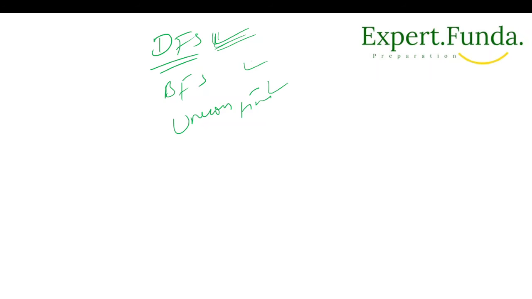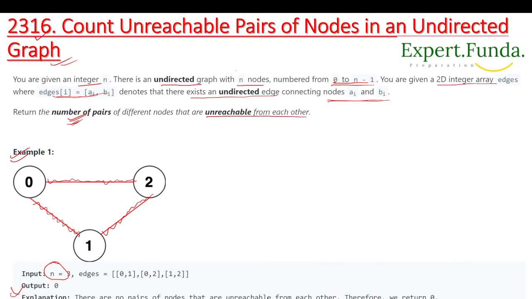So let's continue. First of all, what we are given here is an undirected graph with n number of nodes, labeled from 0 to n minus 1. And our task is to return the total number of pairs of different nodes that are unreachable from each other, right?